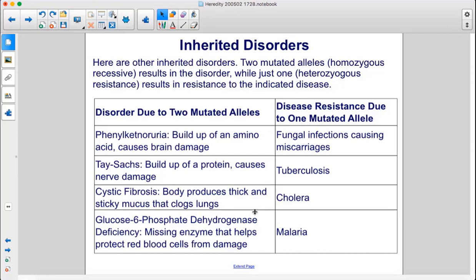tuberculosis. Cystic fibrosis is when the body produces thick and sticky mucus that clogs the lungs, but one mutated allele offers resistance to cholera. And glucose 6-phosphate dehydrogenase deficiency is a missing enzyme that helps protect red blood cells from damage, but one mutated allele offers resistance to malaria.